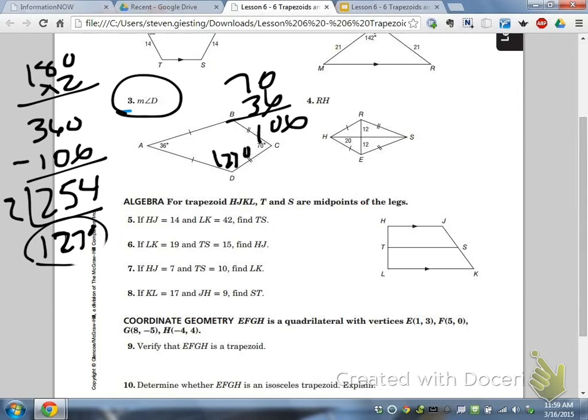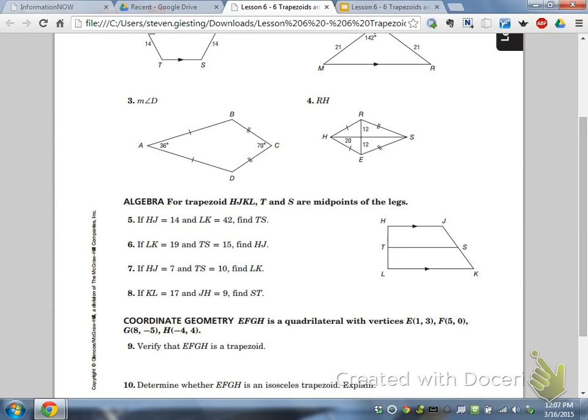So again, the whole thing is 360 because it's 180 times 2. Remember, we find the 2 by doing 4 minus 2. We add the two angles we know. That's 106. 360 minus 106 means B and D have to be 254 together, and they're both congruent, so divide by 2, and that makes it 127. And let's look at example 4.